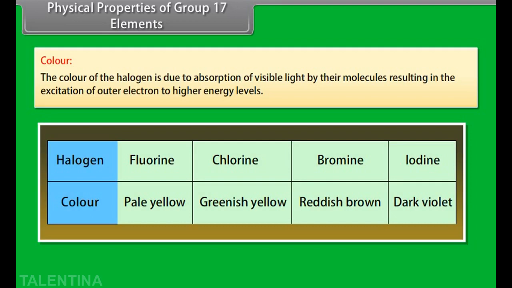Color. The color of the halogen is due to absorption of visible light by their molecules, resulting in the excitation of outer electron to higher energy levels. The color deepens down the group.